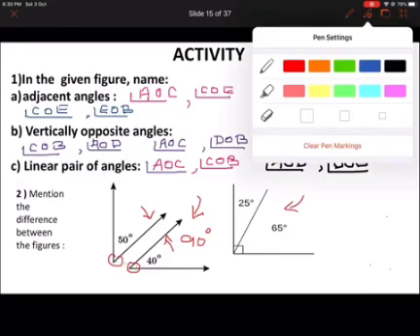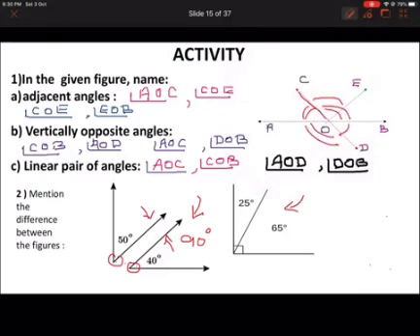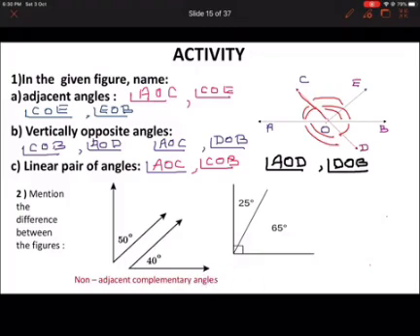So that's the difference. Okay, so the difference between these two angles is both are complementary, no doubt, but the first case we have non-adjacent complementary pair, and the second case we have adjacent complementary angles.